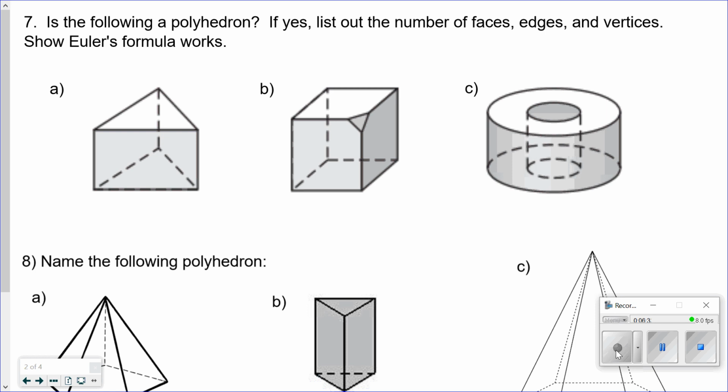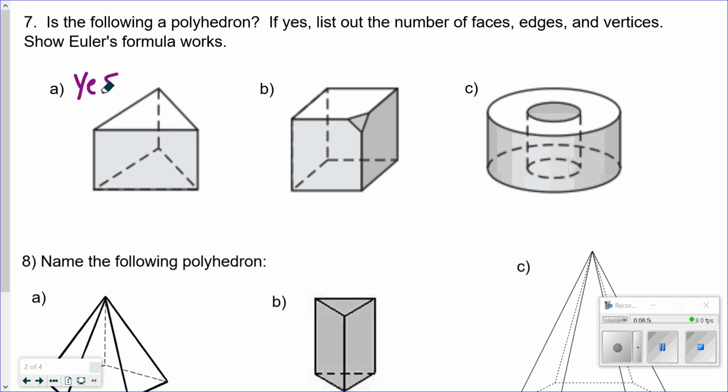Is the following a polyhedron? If yes, list out the number of faces, edges, and vertices. Then show Euler's formula. All right, so polyhedron. A polyhedron is just a solid that has polygon faces. So looking at A, is this a polyhedron? It is. Why? Well, all the faces are polygons. We see triangles and rectangles.